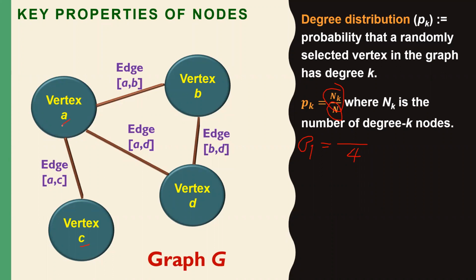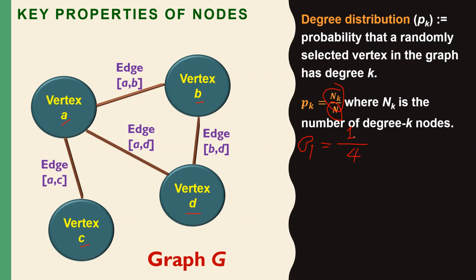Vertex A has degree 3 because there are 3 edges connected to it. Vertex B has degree 2. Vertex D has degree 2. So it's really just vertex C. So the probability P1 is equal to 1/4, right?